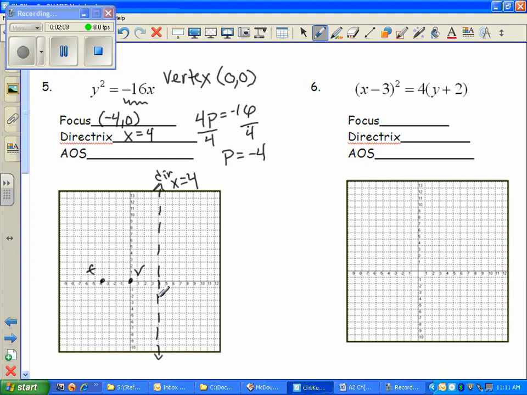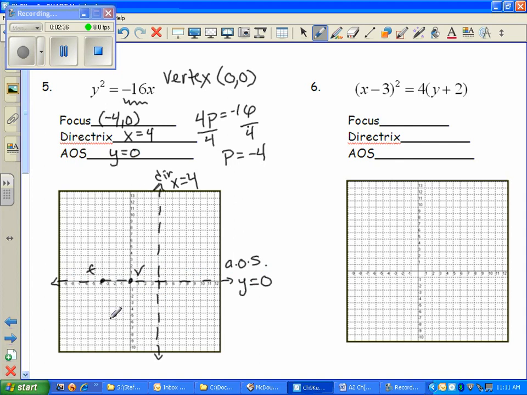The axis of symmetry comes from connecting the focus and the vertex with a line, and this particular axis of symmetry runs along the x-axis. And whenever you have a horizontal line, the equation will always be y equals a number, and it's whatever y value it goes through, and it goes through 0. So the axis of symmetry is y equals 0.